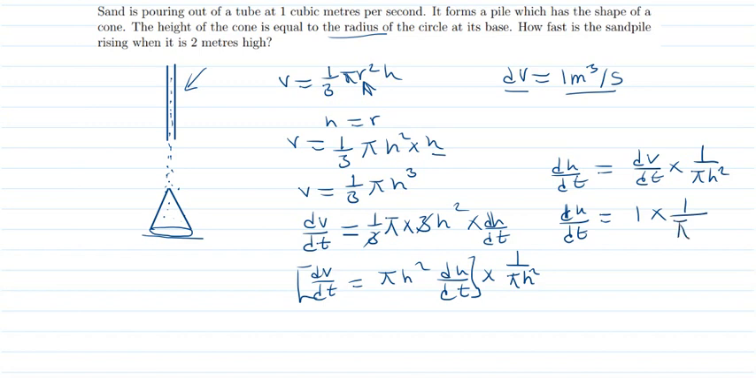Our h, we've been told that it's 2 meters high, so h is equal to 2 meters, meaning we're going to put here 2 squared. Our dh/dt is going to be equal to 1 over 4 pi. So this is how fast our sand pile is going to be rising, in meters per second.